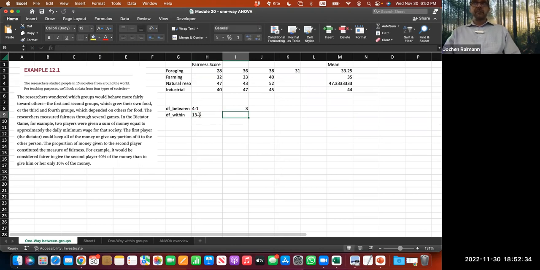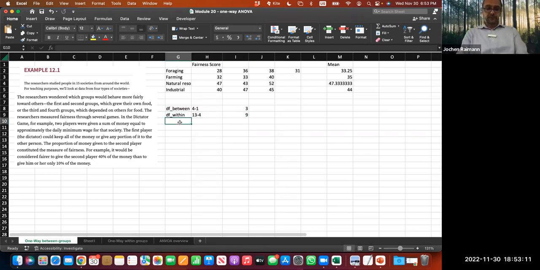Where did 13 come from? These are all the entries. We have 4 here, 3 is 7, 10, and 13. So 13 minus 4 gets you to 9. Because it's 4 groups, the degree of freedom for foraging would be 4 participants minus 1, that's 3. For farming, 3 minus 1 is 2. So you have 3, 5, 7, 9. So it's 13 minus 4. This is just a simplified way to express it. So 13 minus 4 gets you to the degrees of freedom within.